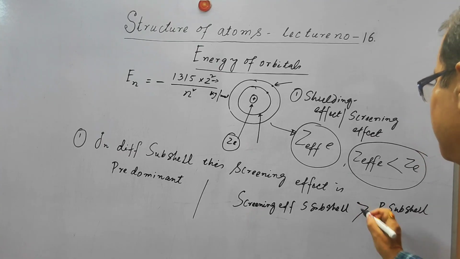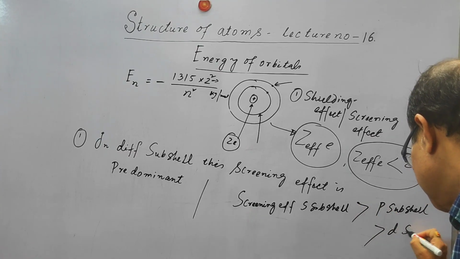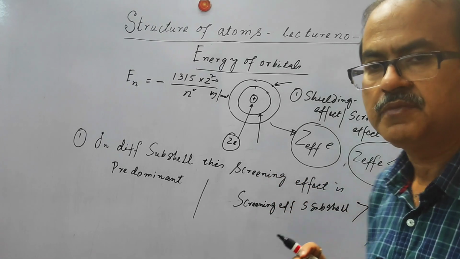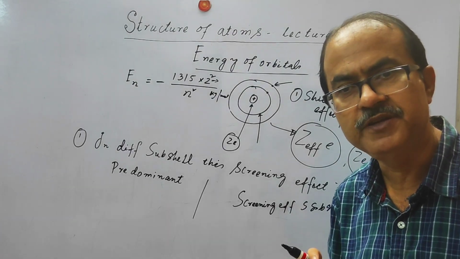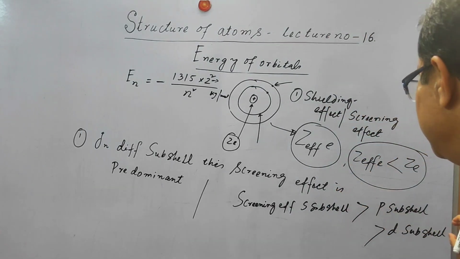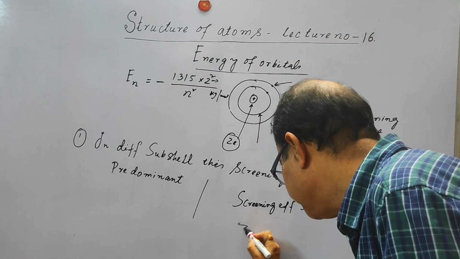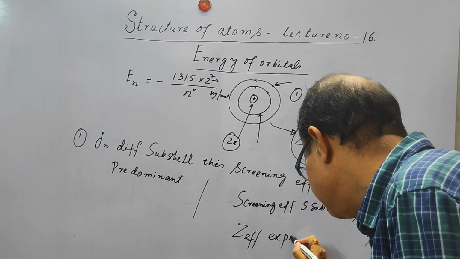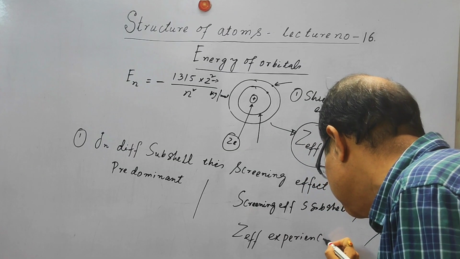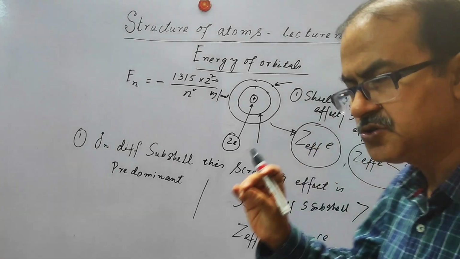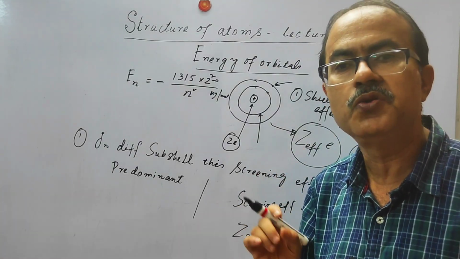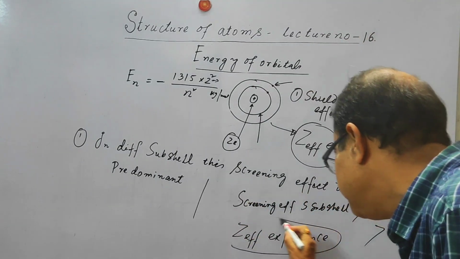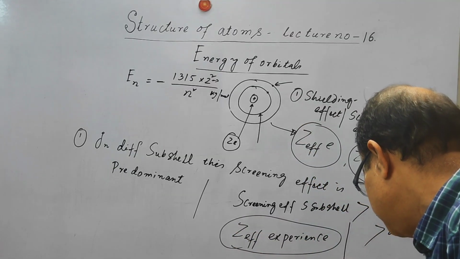And the P subshell has a greater screening effect than the D subshell. So what is going to happen due to this different screening capacity of the different subshells? The Z effective experienced by the electrons in the different subshells is going to decrease. So when this Z effective decreases, what is going to happen?